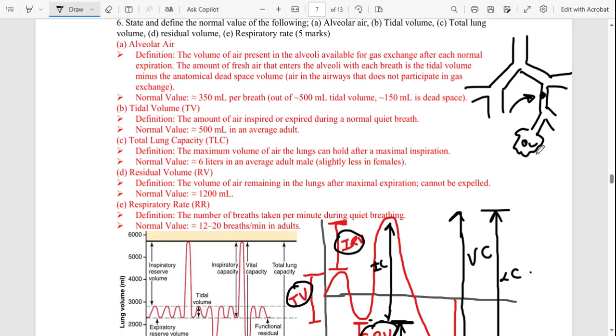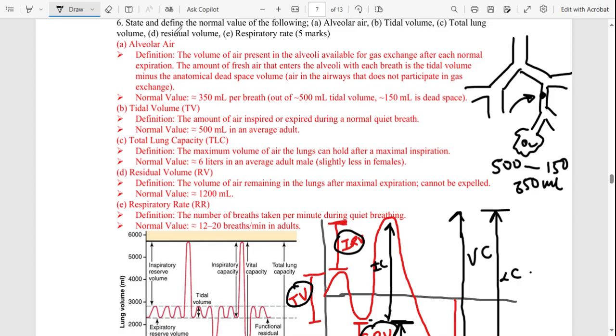Okay, it's the amount of fresh air that enters the alveoli with each breath, and then you remove the dead space. So the amount of air that enters with each breath, we call that the tidal volume. And then remove the dead space, the amount of air that is not used for gaseous exchange. So the tidal volume we had said is 500. That's the amount of air that enters the body. And then the dead space is about 150. That's the amount of air that is not involved in gaseous exchange. So that leaves you with the alveolar air being 350 mils.